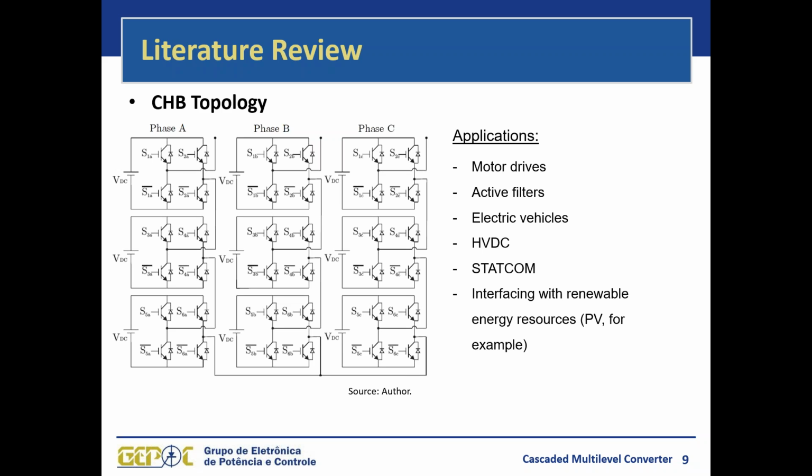Some applications where we can see the cascaded topology are motor drives, active filters, electric vehicles, HVDC, STATCOMs, and interfacing with renewable energy sources. Photovoltaic, for example, is becoming very common for these applications. We also have battery energy storage systems, where we can find applications with CHB topologies. So it's a very widespread topology, and is used in very different applications.